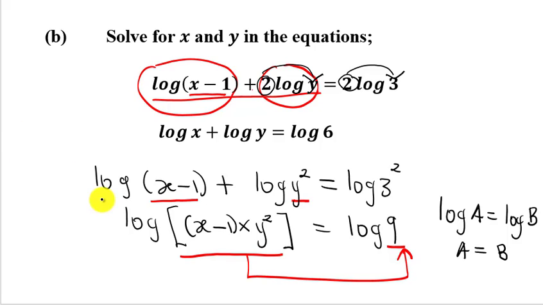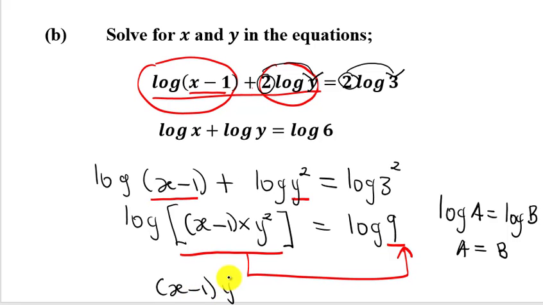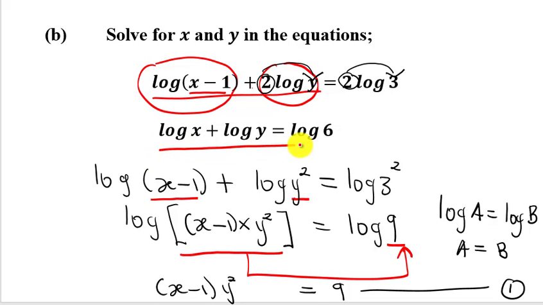Therefore, we will be having (x - 1)y² being equal to 9. So this can give us one equation. We can label that as equation 1. We come and pick the second logarithm equation here, and then we try simplifying that one too further.